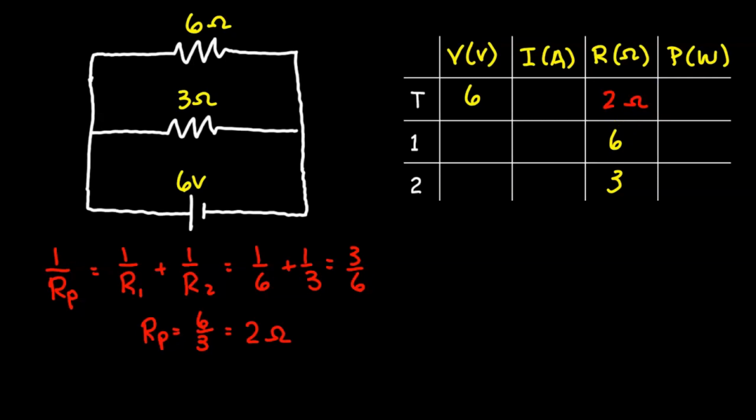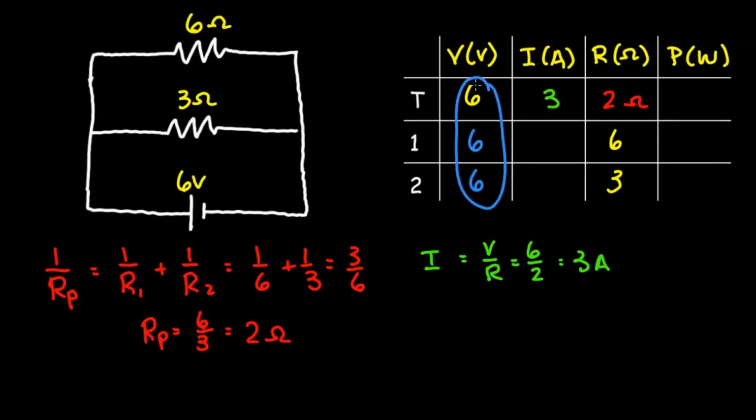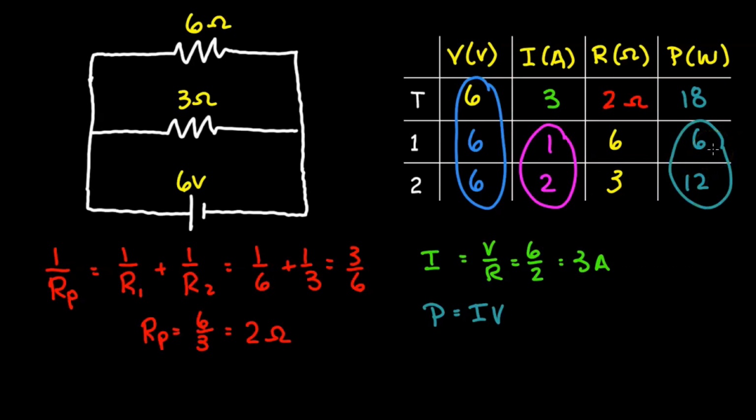Next, we'll calculate the current through the battery using Ohm's law. 6 volts divided by 2 ohms equals 3 amperes. Since this is a parallel circuit, the voltage across each of the resistors will have the same voltage as the battery, which is 6 volts. Then using I equals V over R, we can get the current through the resistors. 6 over 6 is 1, 6 over 3 is 2. Notice that the current through the branches, 1 and 2 amperes, equals the current through the battery, 3 amps. Using P equals IV, we can calculate power. 6 times 3 is 18, 6 times 1 is 6, 6 times 2 is 12. Notice that 6 plus 12 equals 18.